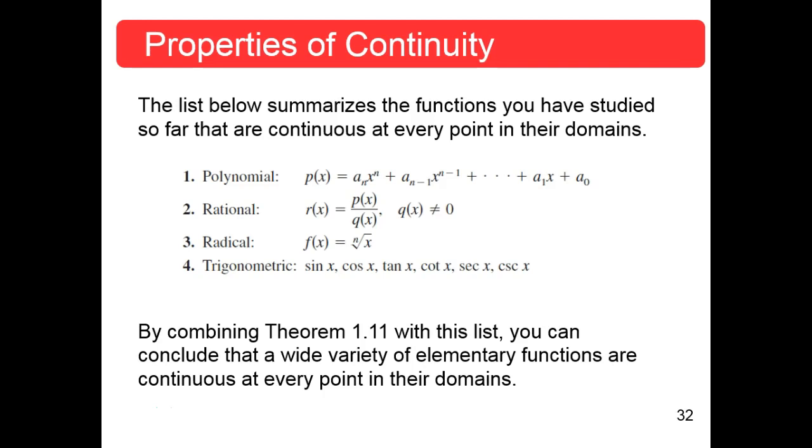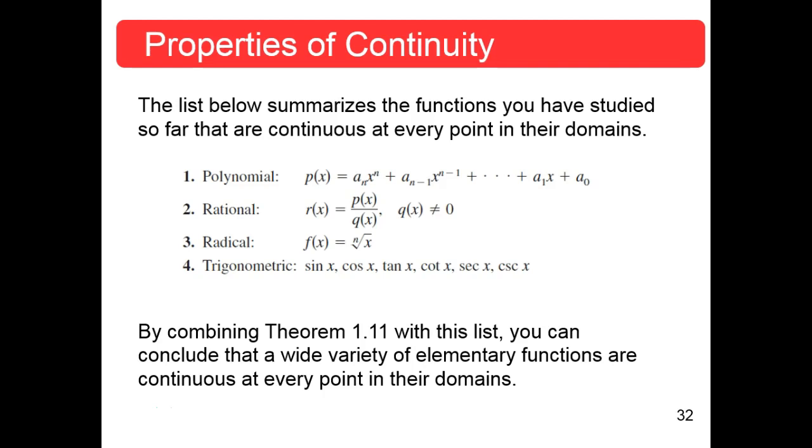Now, rational functions. Those are ratios of two polynomials. The caveat here, q of x can't be 0. So any value for x that would make that denominator 0, you have to exclude. Okay?